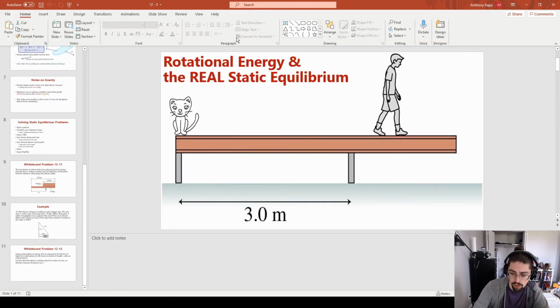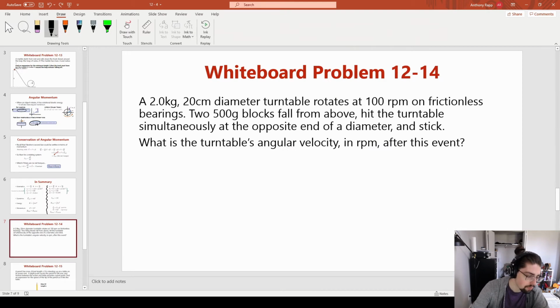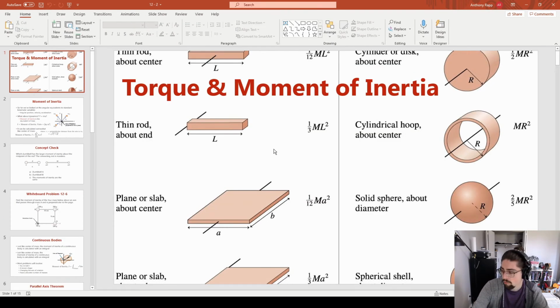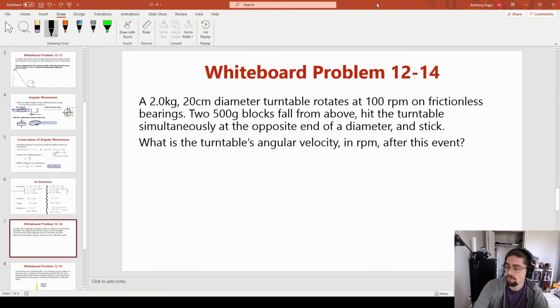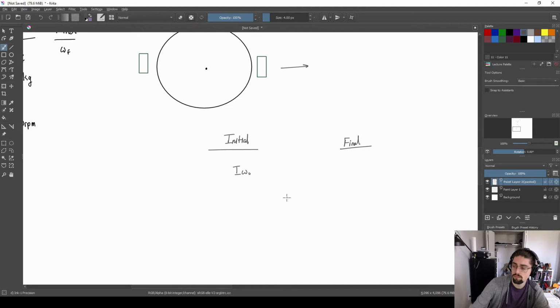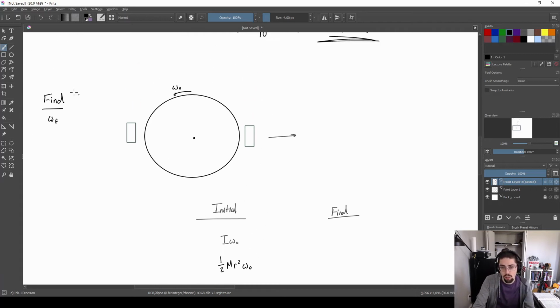So if we're looking at all of these things, here, there we are. Where's our flat disk? 1/2 mr squared, cylinder or disk. So this will be 1/2 capital M r squared omega naught. Perfect. That's it. Now we look at the second state.